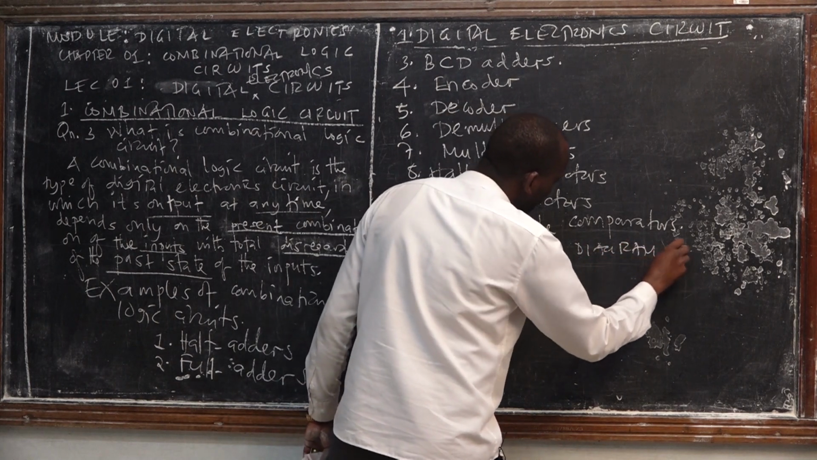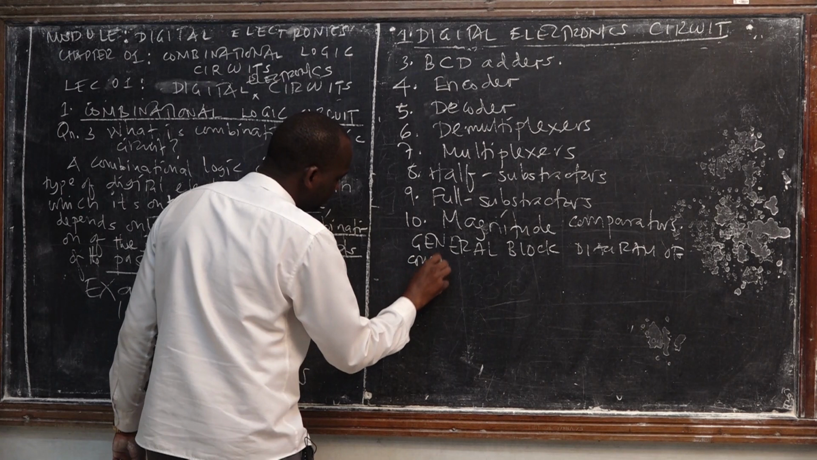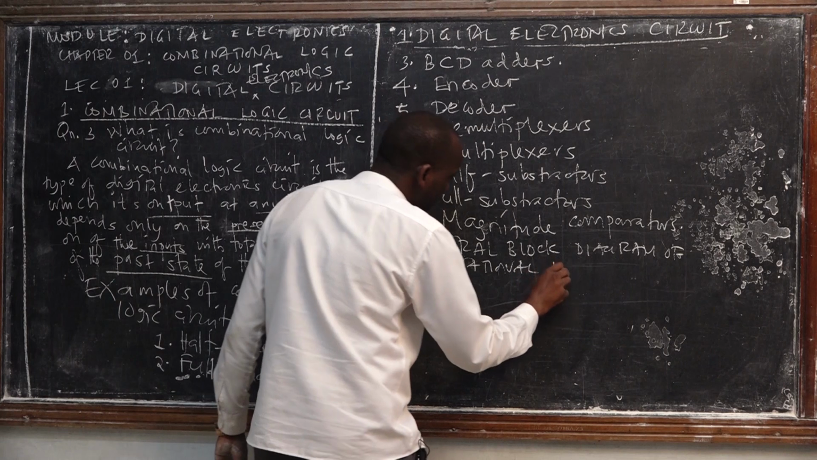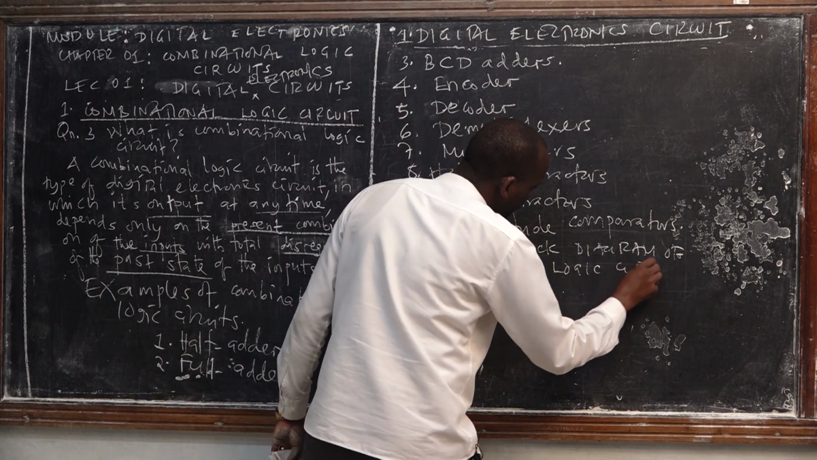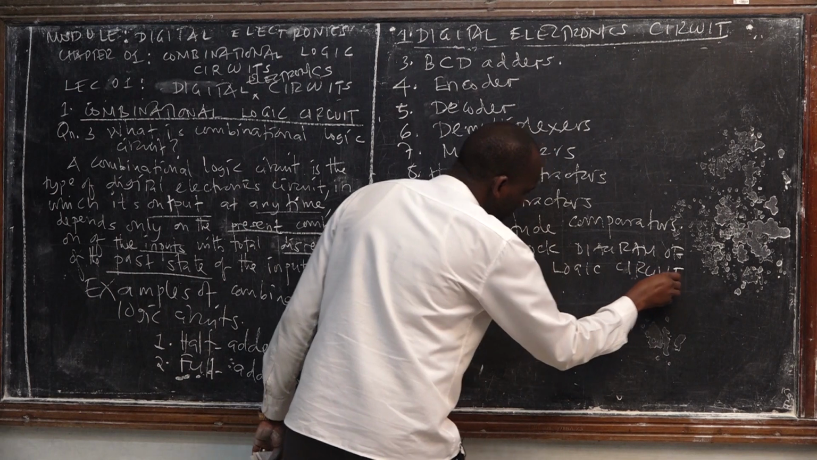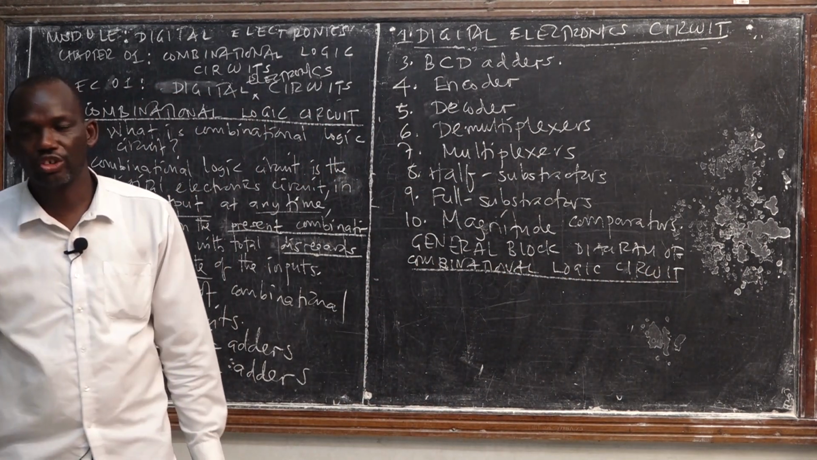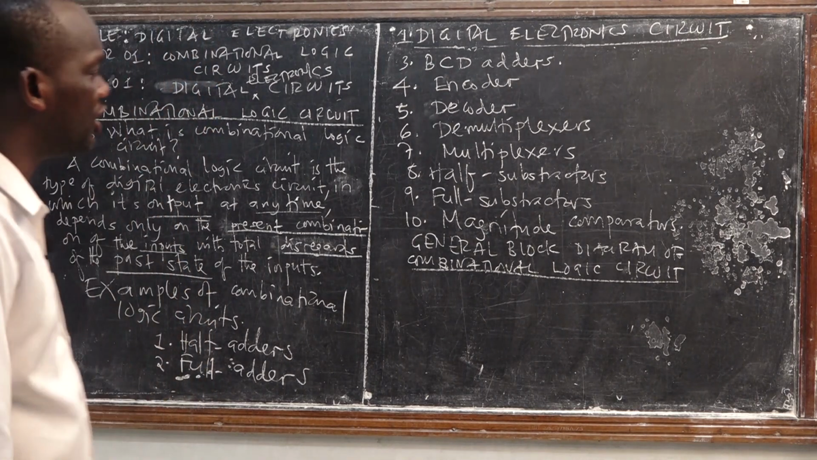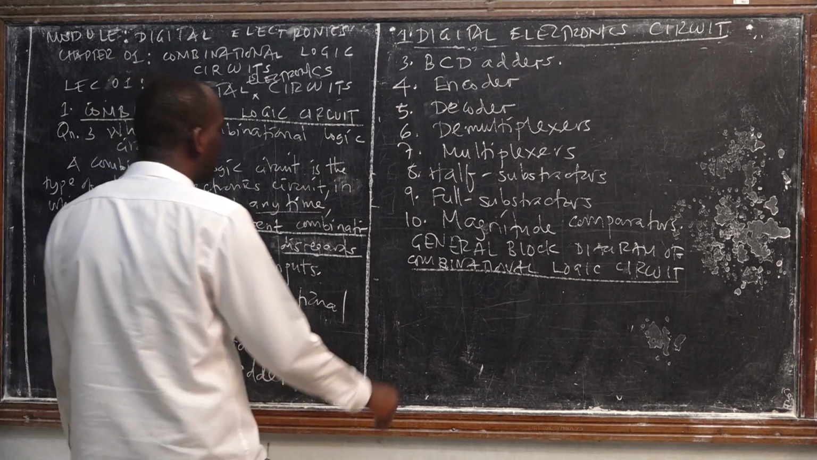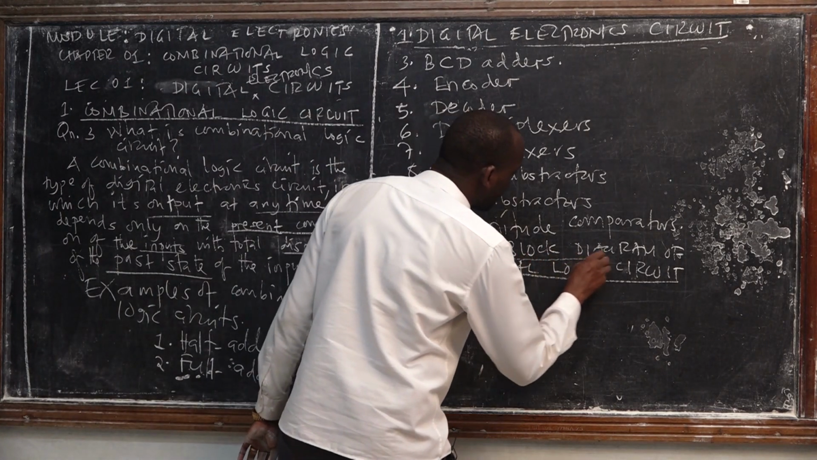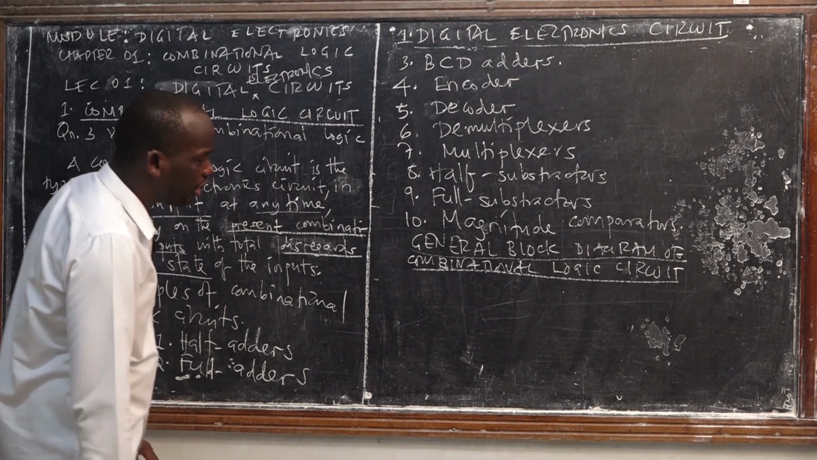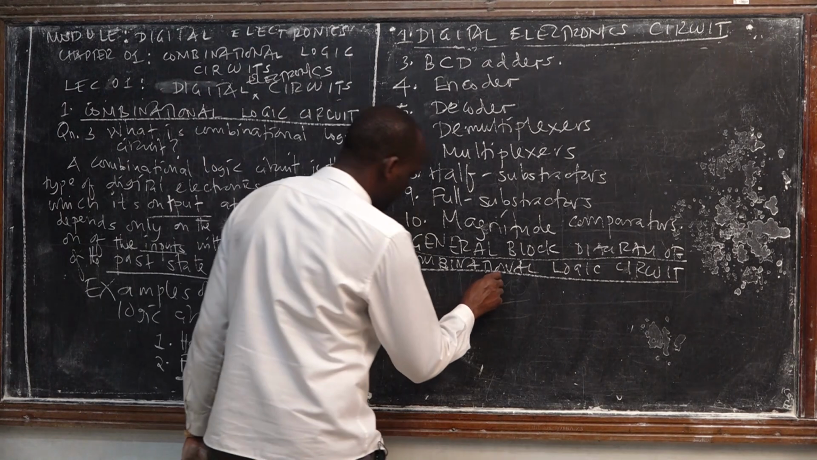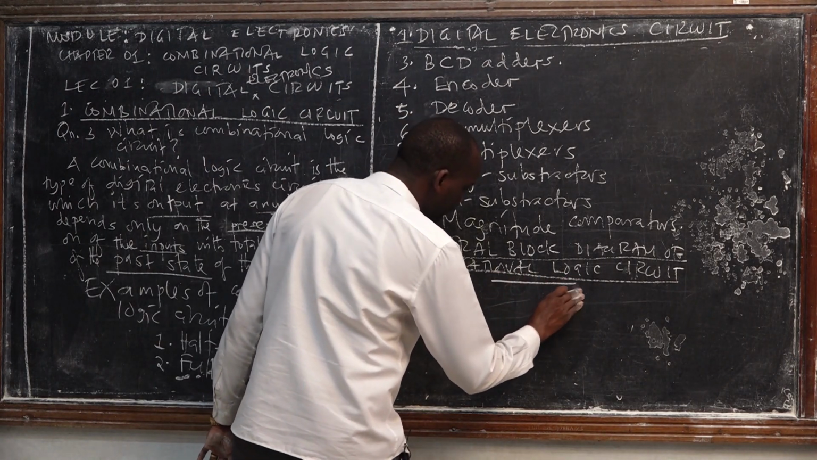General block diagram of combinational logic circuits. We present engineering information in terms of diagrams, numbers, graphs, formulas, and tables. So the general block diagram of combinational logic circuits is simple. There's no need for you to fear it. It's very simple.